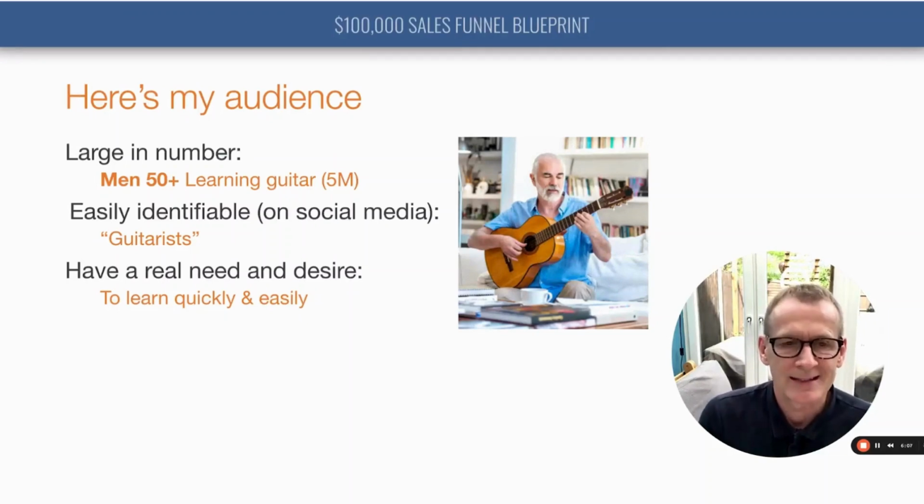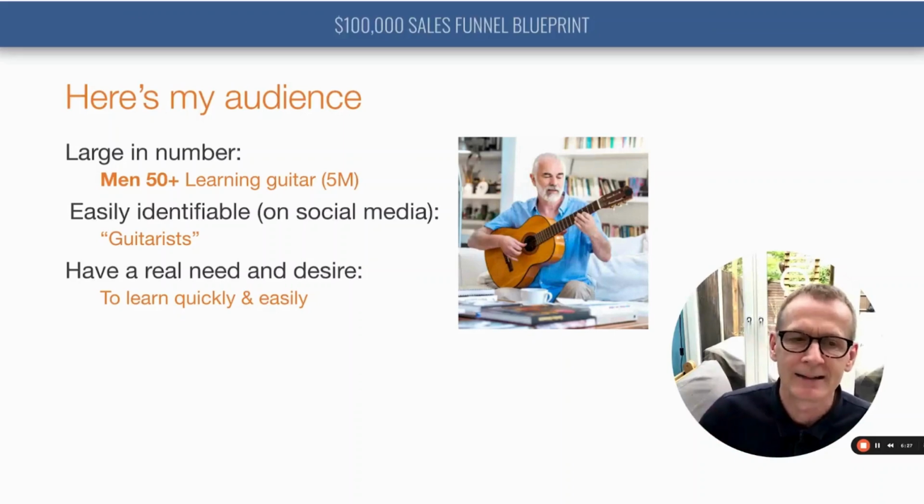As we look at the next step of this, I've niched down from really just anybody playing guitar, particularly to an older demographic, and to men, and we'll see why this is relevant later on. But broadly speaking, yeah, large in number, easily identifiable, and a real need and desire. So that gets to the broadest shape of audience.